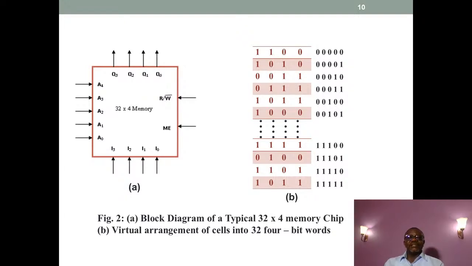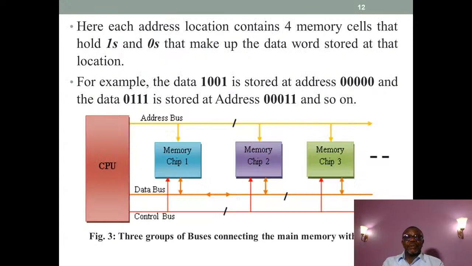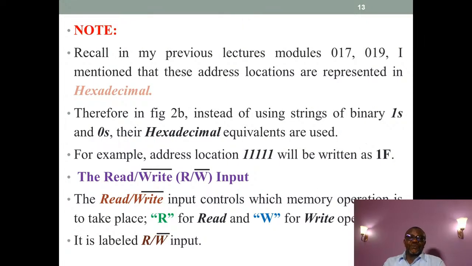And when a 0 bit comes to it, it becomes a write. So it reads when a 1 bit comes to that input and writes when a 0 bit comes to that. Also, we have what we call the ME, which is memory enable. At times it may be necessary for you to disable the memory, so you use the memory enable. If you make it high, it becomes enabled. You can decide to disable it.